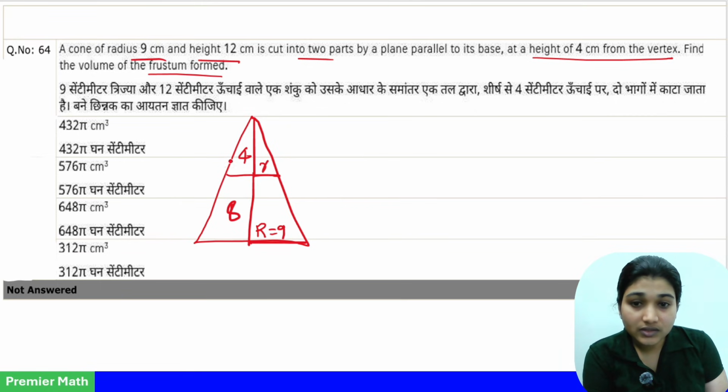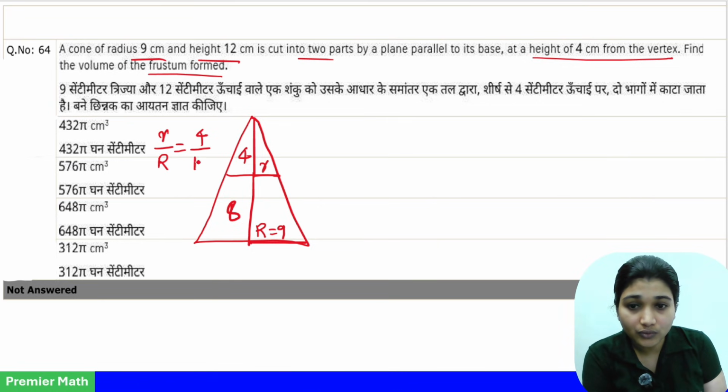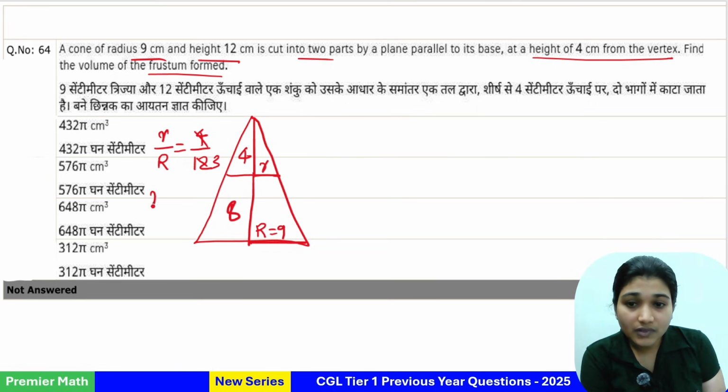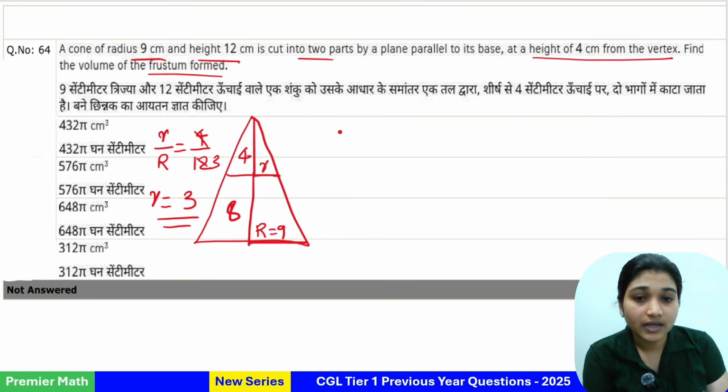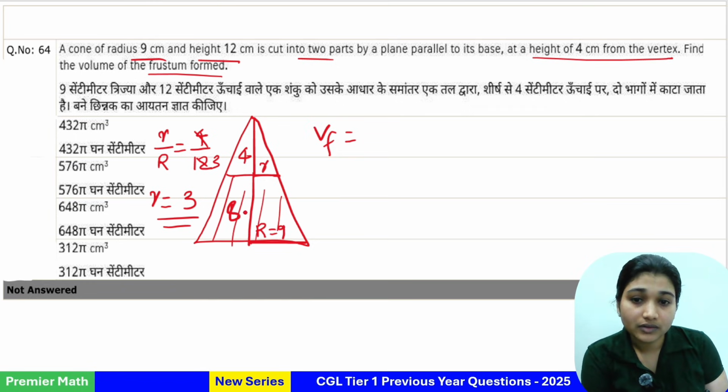Now, if you look at this smaller cone and larger cone, they are both similar triangles. Then from the similar triangle concept, small r by capital R is in the same ratio as the height of the smaller cone divided by the height of the larger cone. So this is a 1 by 3 ratio. Now capital R is 9, so 9 by 3 is equal to 3. And here is the volume of the frustum generated. This is the frustum, this base part.